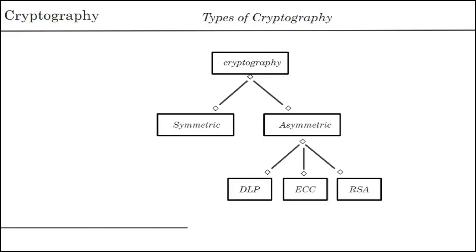We will be focusing more on the asymmetric type because it is heavily used by distributed ledger technologies and the blockchain. Asymmetric cryptography itself has three main fields, which are DLP, which simply means discrete logarithm problem, ECC, elliptic curve cryptography, and the most used crypto system, which is RSA.